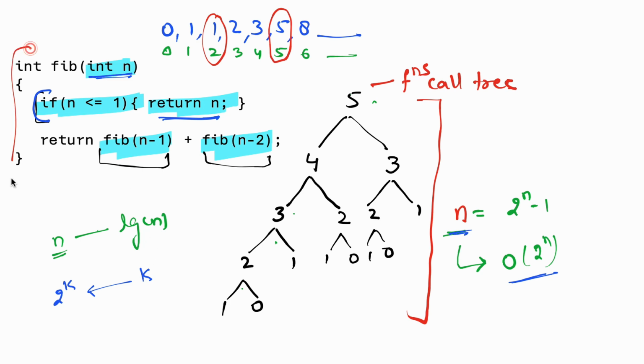And every time this function is called, it takes constant time because it performs one condition check and one addition, and makes two other function calls. So the time taken by each call is constant, and the function is called order of 2 raised to the power n times. So the total time complexity of this function is some constant times 2 raised to the power n, which means order of 2 raised to the power n. And this is an exponential time function.